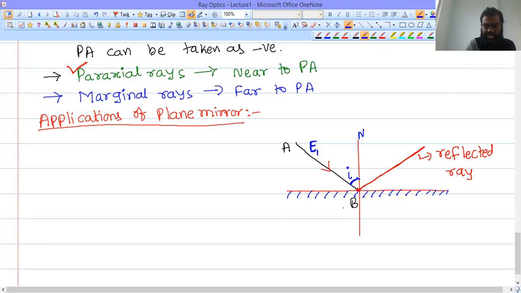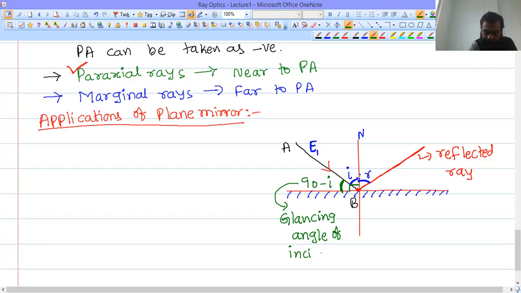Now, with respect to the normal, the angle made by the reflected ray can be called the angle of reflection. Observe carefully, the angle between the normal and the plane mirror is 90 degrees. Right? So the angle made by the incident ray with respect to the plane mirror, how much will it be? This angle, I can write as 90 minus i. This 90 minus i, I can call the glancing angle of incidence.